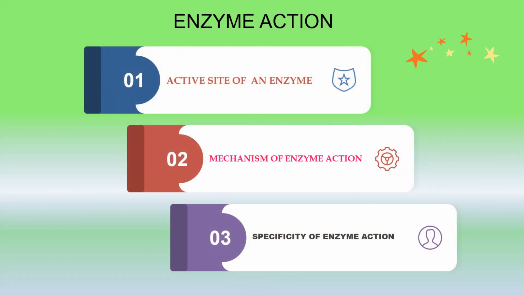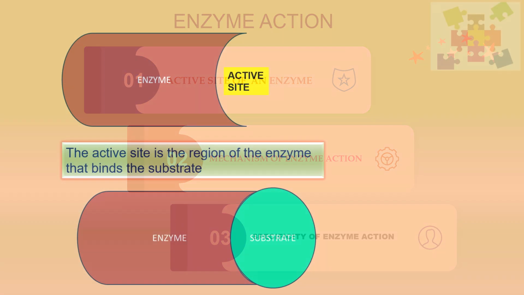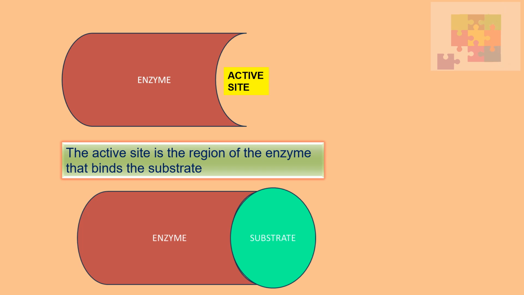Therefore, enzyme action has the following prerequisites. We need to have an active site of an enzyme. The mechanism of enzyme action has to be determined, and the specificity of the enzyme action plays a very important role in the formation of the right kind of product. So let's begin. Every enzyme has a part on itself which is called an active site.